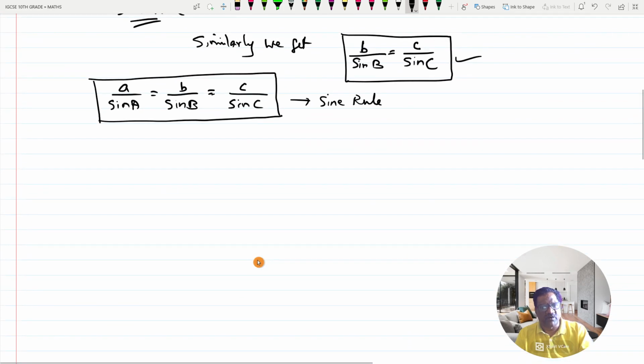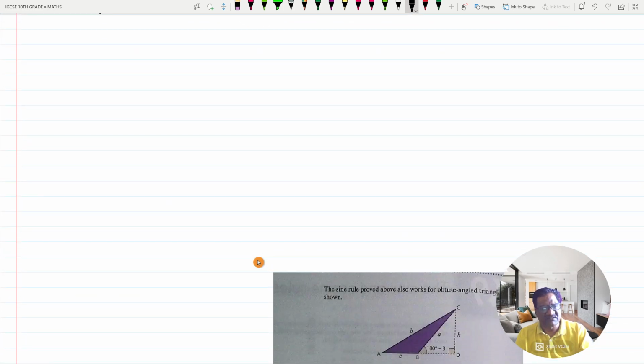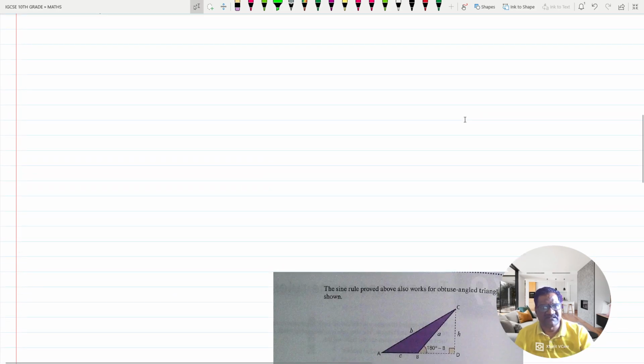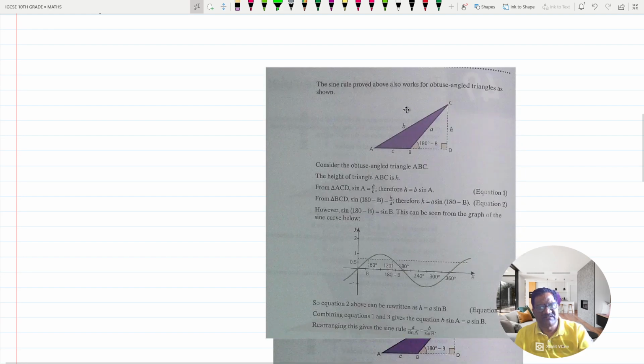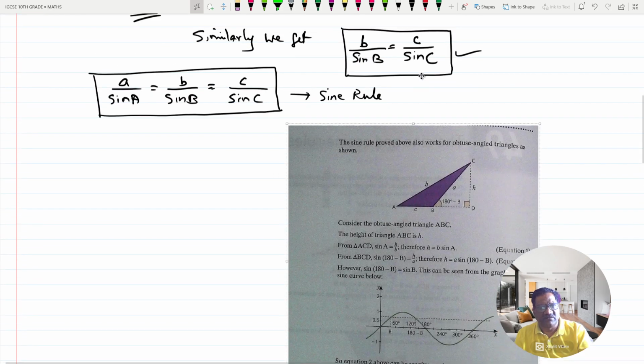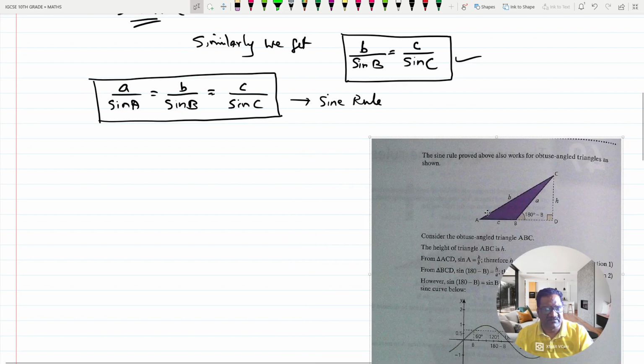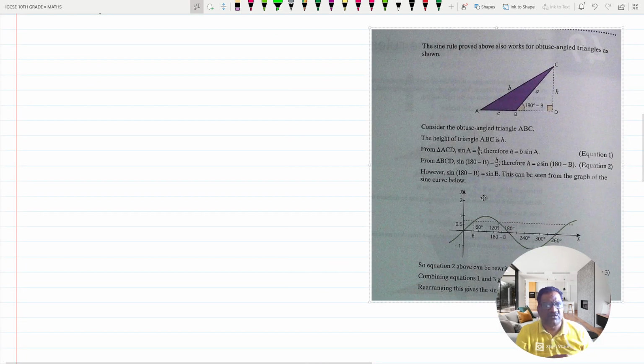Okay, so what can be done? Does the sine rule still work? The answer is yes, the sine rule still works. So let us derive the sine rule for an obtuse scalene triangle. Now this is the diagram that you will be following. This is for an obtuse scalene triangle.